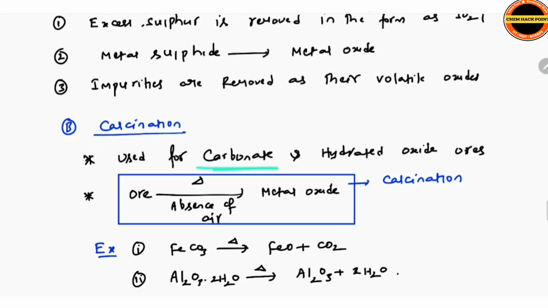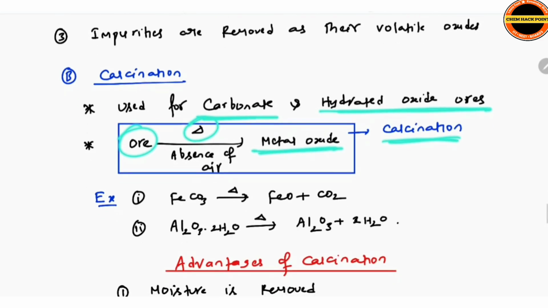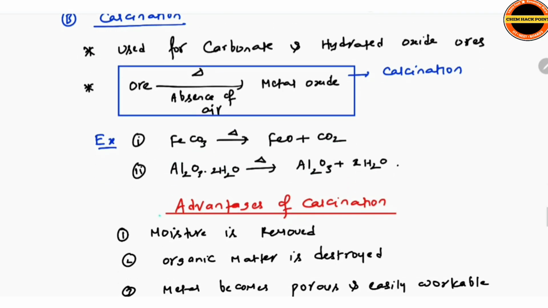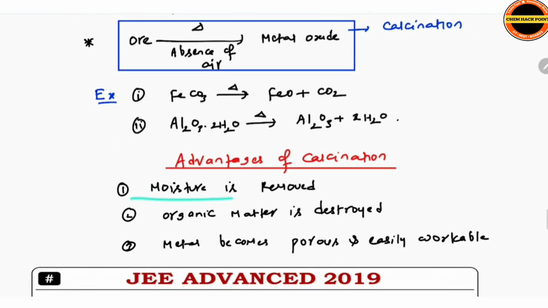Calcination is used for carbonate and hydrated oxide ores. When ore is heated in the absence of air and converted into metal oxide, it is known as calcination. Metal carbonate gives metal oxide and CO2. Hydrated oxides give metal oxide, and moisture is removed. Advantage of calcination: moisture is removed, organic matter is destroyed, and the metal becomes porous and easily workable.